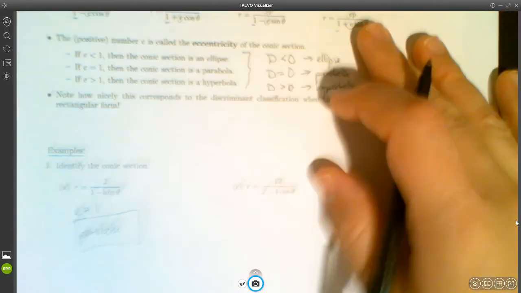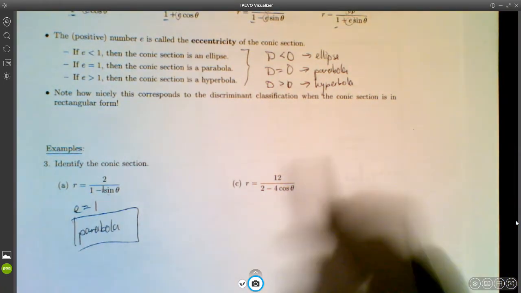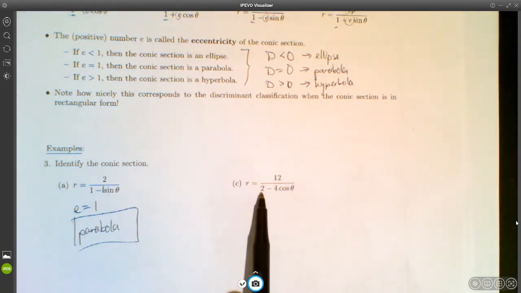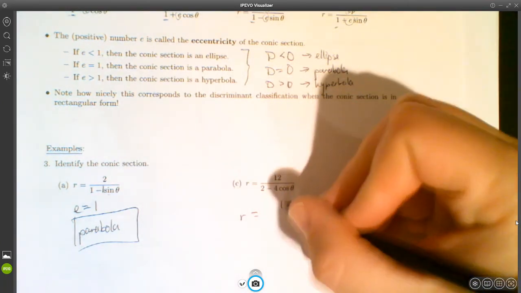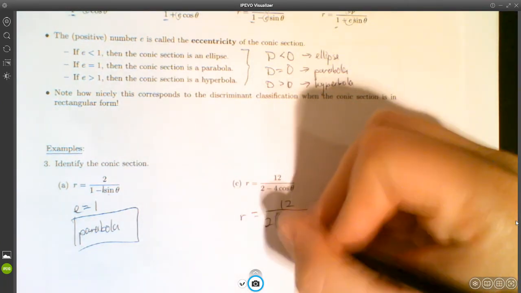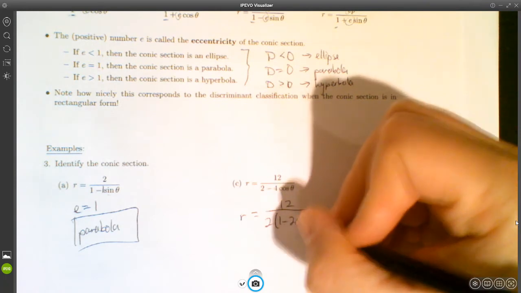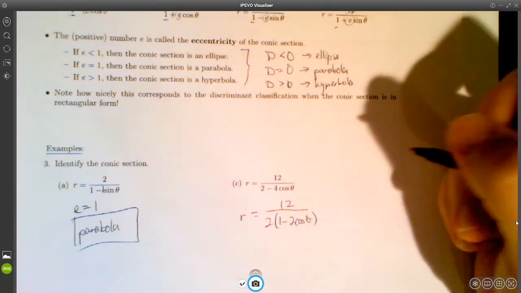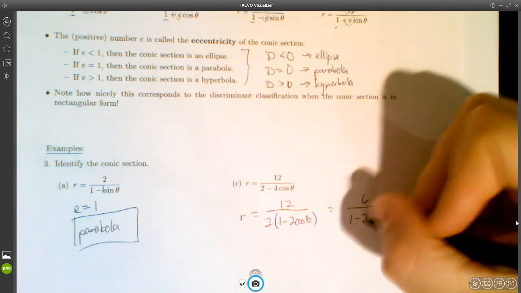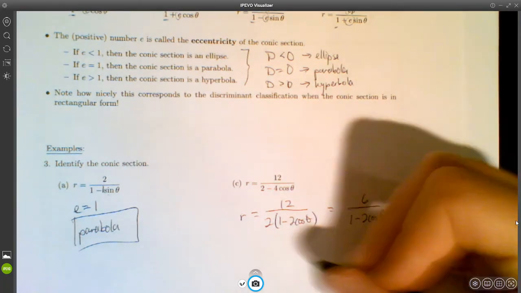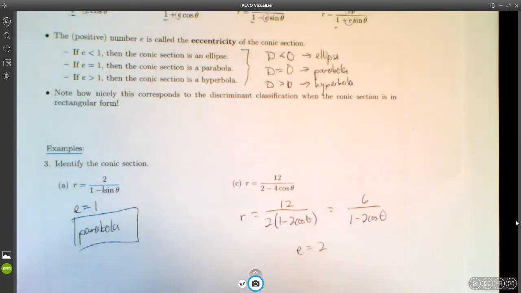Let's do another one. So part C, I need for this constant term to be a 1. That means I need to factor out a 2. So I'm going to say r equals 12 over 2 times 1 minus 2 cosine theta. And the 2's will cancel. I get 6 over 1 minus 2 cosine theta. So the eccentricity in this one is 2.